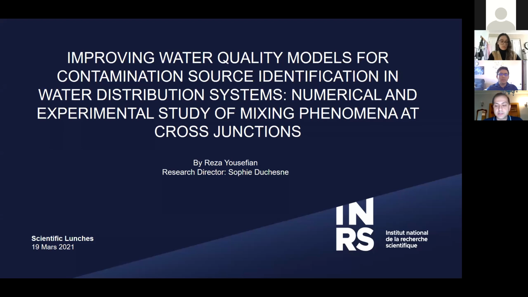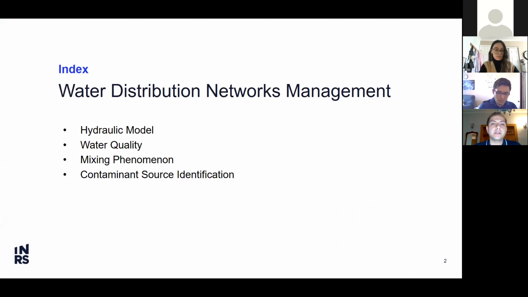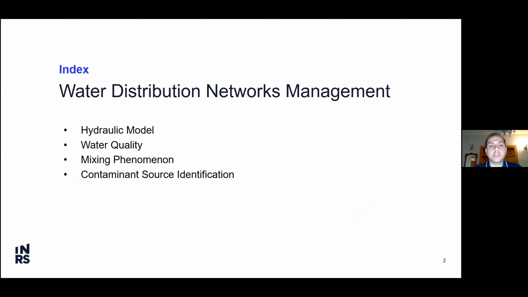To get more familiar with the basic concepts of my project, I will explain water distribution network management, which usually uses hydraulic models and water quality models. After that, I am going to talk about the mixing phenomena in the water quality models. And in the last step, I'm going to talk a little bit about contamination source identification.